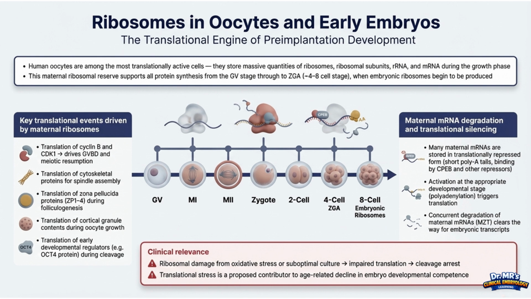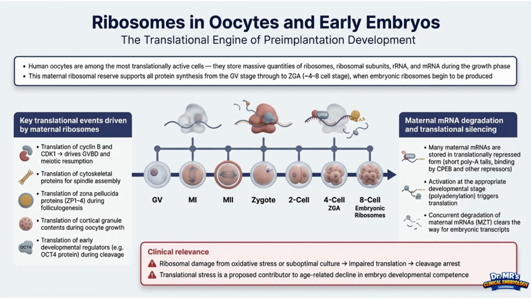And those ROS do what? Oxidative stress physically damages RNA. It introduces lesions into those stored maternal mRNAs, and it damages the ribosomal RNA in the catalytic core of the ribosomes themselves. Wow. So you have a patient with beautifully mature oocytes, successful fertilization.